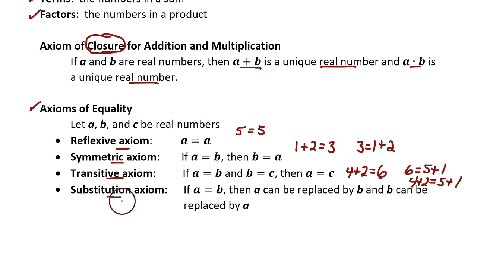Finally, the substitution axiom. If A equals B, then A can be replaced by B, and B can be replaced by A. You use substitution a lot in Algebra 1 class. Here's an example of how you used that. Let's say a math problem has 2 plus 7 in it. You could replace that with 9, because 2 plus 7 equals 9.